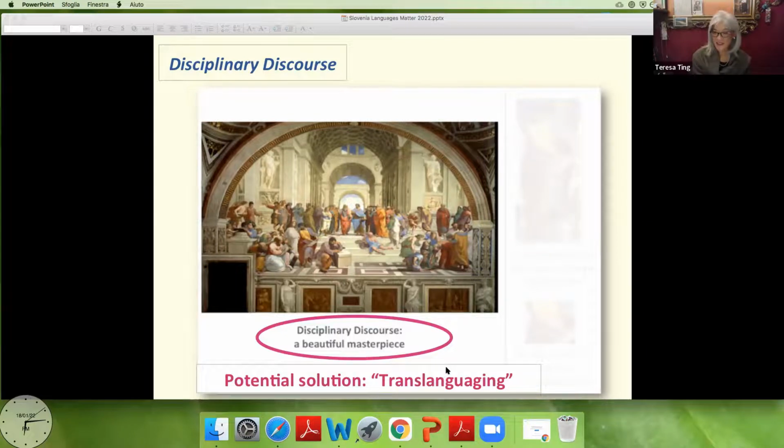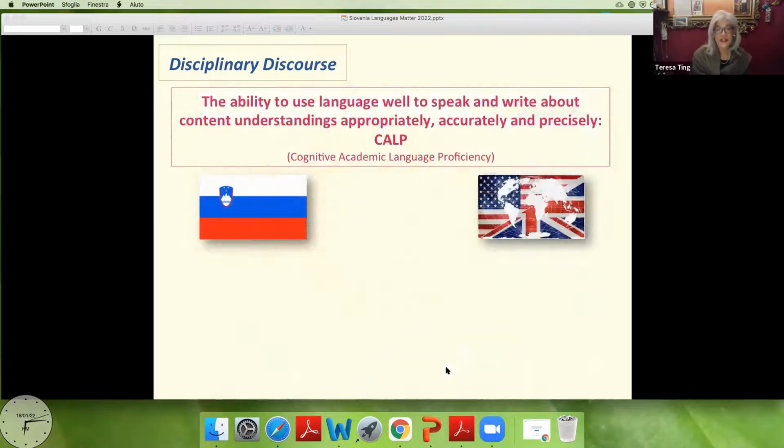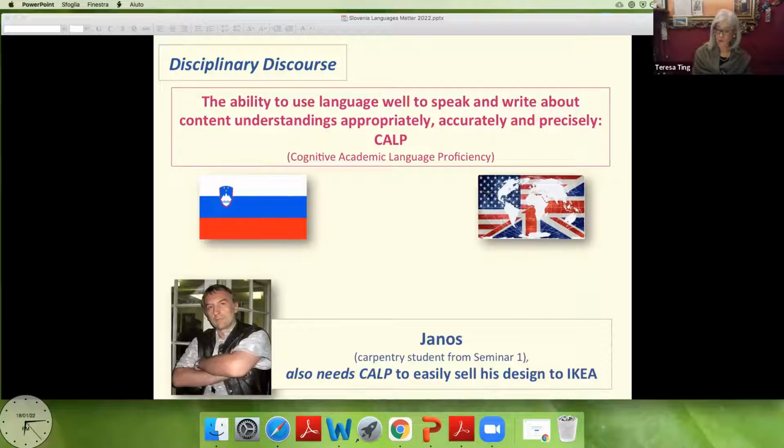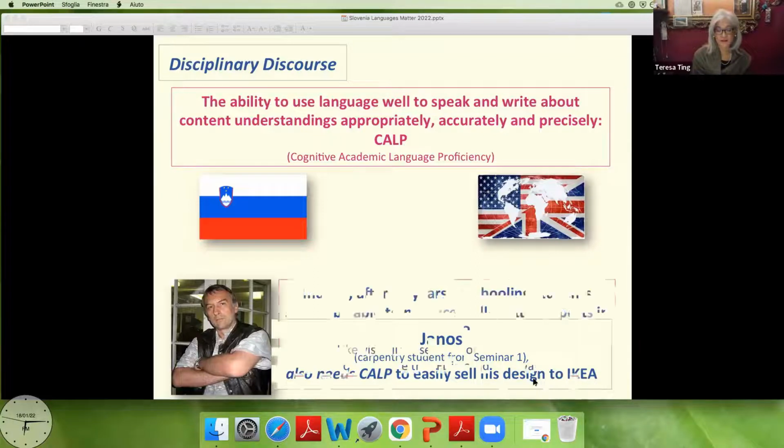This is the potential solution today. So we're talking disciplinary discourse production in both L1 and the foreign language, the global foreign language. And remember Janusz? He needs this kind of language. He also needs CALP to sell his design to IKEA. Remember, he's our carpentry student who wants to sell his furniture design to IKEA. So he has to have the right language to present his material, his product. So even Janusz needs this.